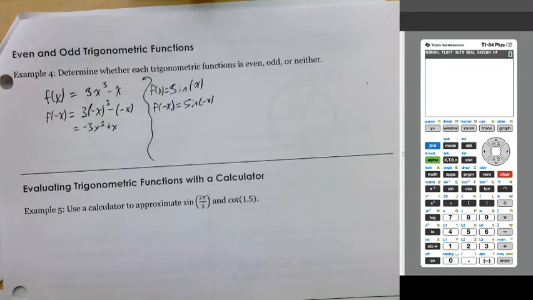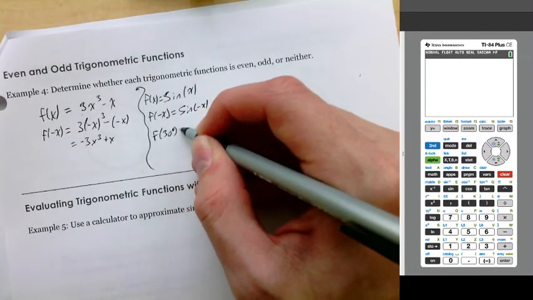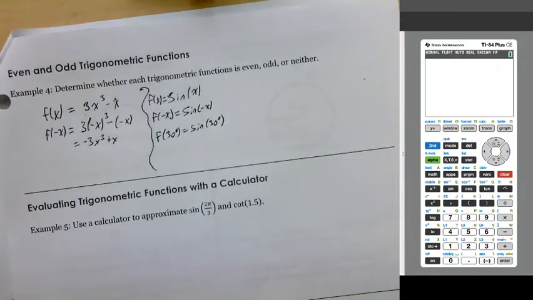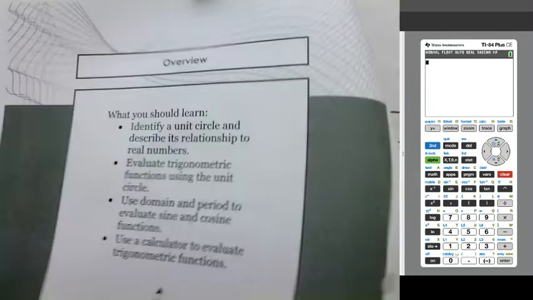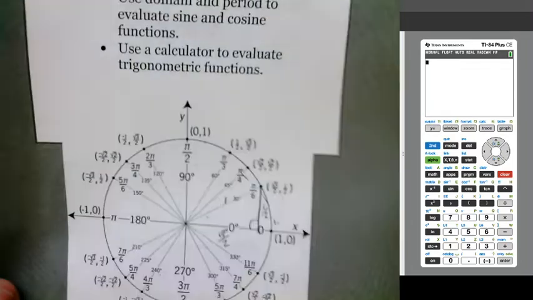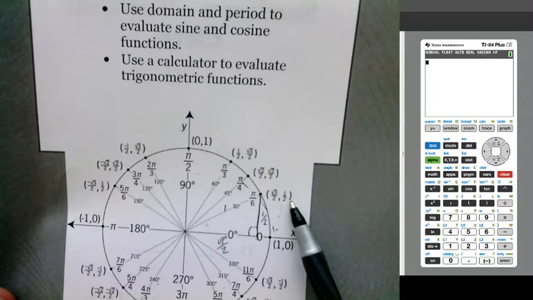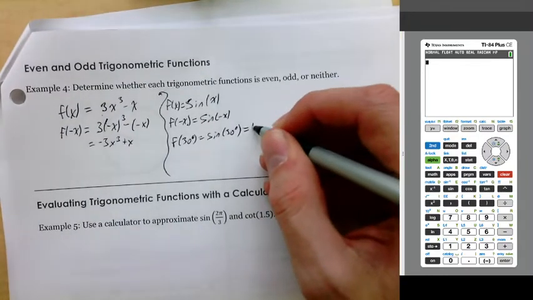So I'm going to use angles that are on the unit circle, like 30 degrees and negative 30 degrees. So what is f of 30 degrees in this case? That's going to be sine of 30 degrees. And what's sine of 30 degrees? Let's go back to our unit circle and figure it out. So our unit circle says 30 degrees is here, and sine is our y-coordinate. Our y-coordinate is 1/2. Okay, so that means sine of 30 degrees is 1/2.